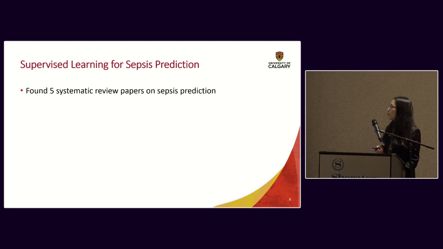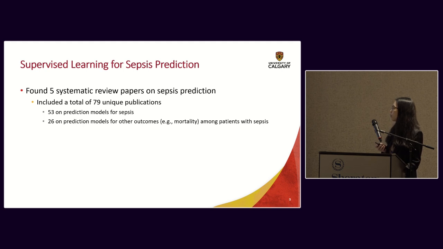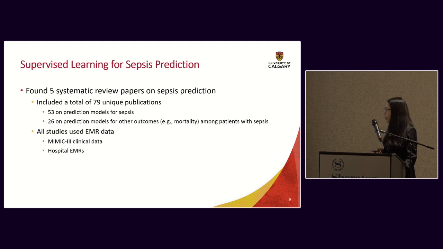We found 5 systematic review papers on using supervised learning for sepsis prediction. These 5 systematic review papers covered a total of 79 unique publications on sepsis prediction. 53 of them were on prediction models for sepsis diagnosis, and 26 of them were on other outcomes like mortality and length of stay among patients with sepsis. And all these studies used the EMR data. Some used the MIMIC-3 clinical database that is freely available to researchers, and some used the hospital EMRs.